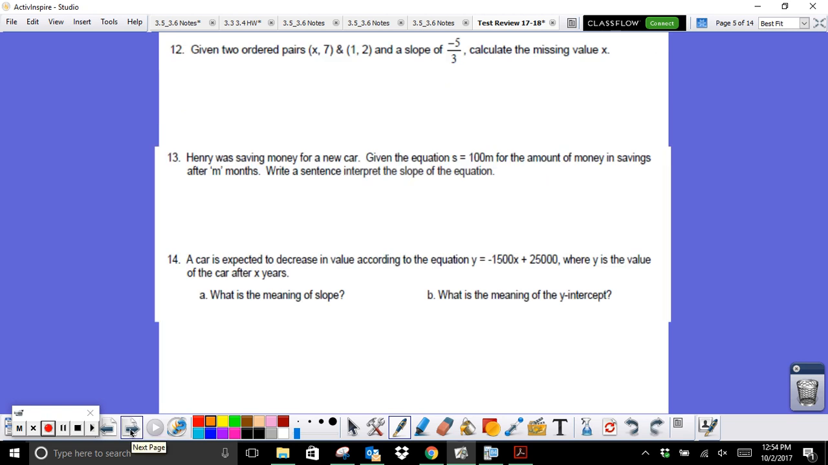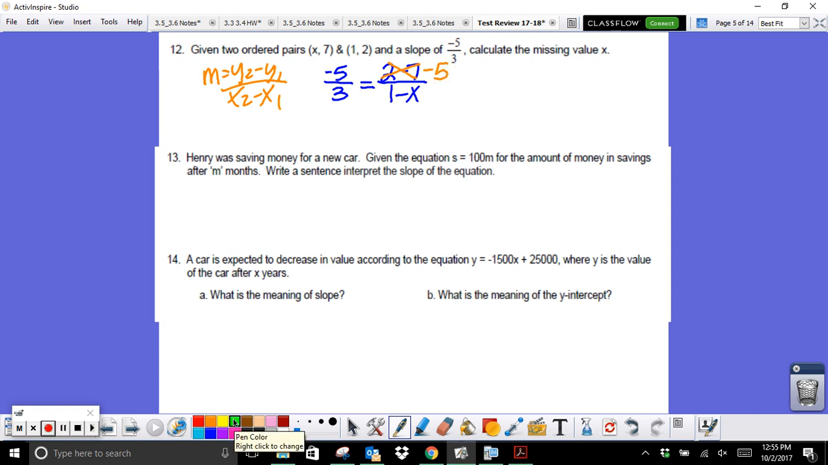Number 12, given 2 ordered pairs, x, 7 and 1, 2, and has a slope of negative 5/3, calculate the missing value for x. So what I'm going to do is write down the slope formula. And then I'm going to plug in everything that I know. So I do actually know the slope is negative 5/3. My y2 is 2. My y1 is 7. So 2 minus 7. And then I've got 1 minus x on the bottom. Okay, now I'm going to look at this and see if there's anything I can simplify. And I can. 2 minus 7. I'm just going to mark that out and say that that's negative 5.